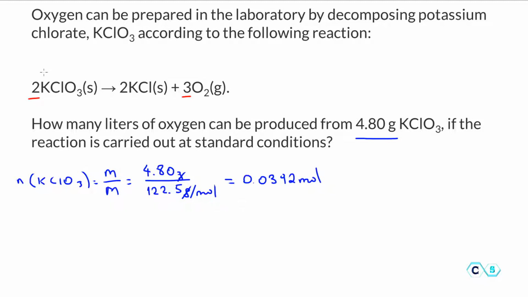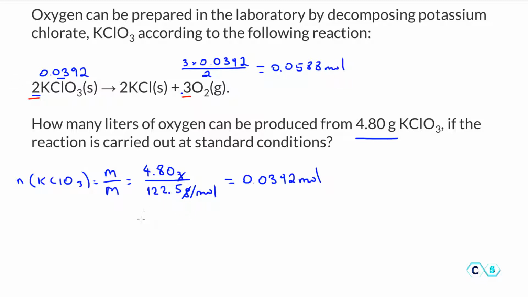Now let's determine how many moles of oxygen we can get from here. So let's put the moles on top of potassium chlorate and look at the mole ratio. Every 2 moles of potassium chlorate gives us 3 moles of oxygen. So in order to find the moles of the oxygen, it's cross-multiplying: 3 times 0.0392, and then we're going to divide that by 2, the coefficient of potassium chlorate in the chemical equation. So if we do that, then we have 0.0588 moles, and that's the moles of the oxygen.